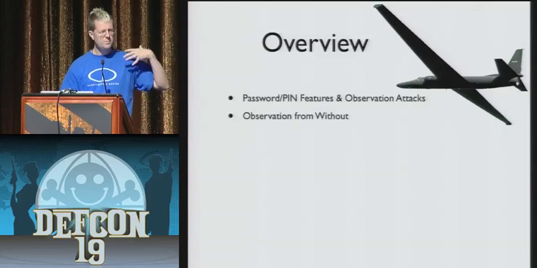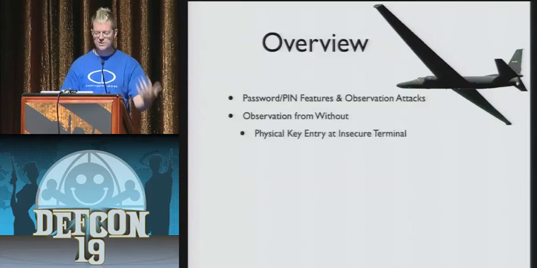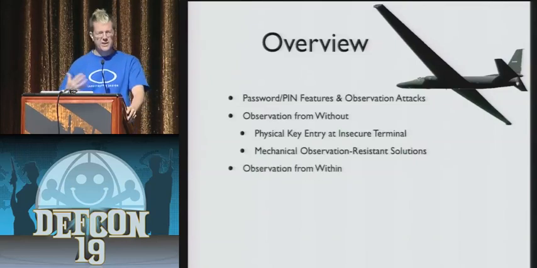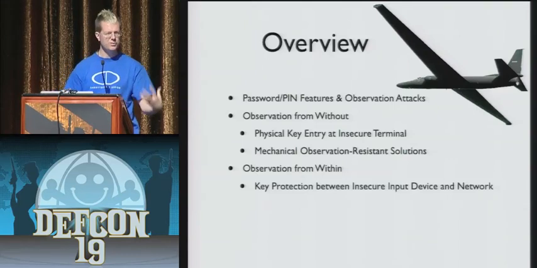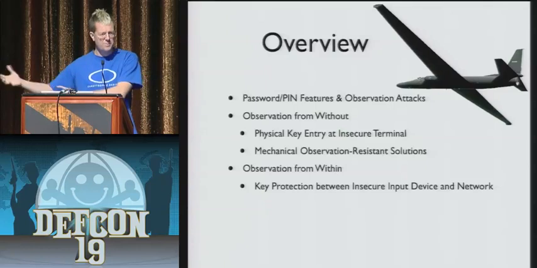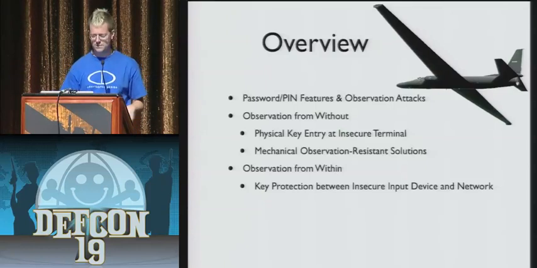So first of all, being observed from outside. So physical key entry at an insecure terminal, and some mechanical and electromechanical observation-resistant solutions to that problem. Secondly, observation from within a compromised terminal, so being watched from the inside and protecting your key between your insecure input device and the network and the bank and whatever, where you can secure it, or you can do a better job of securing it.